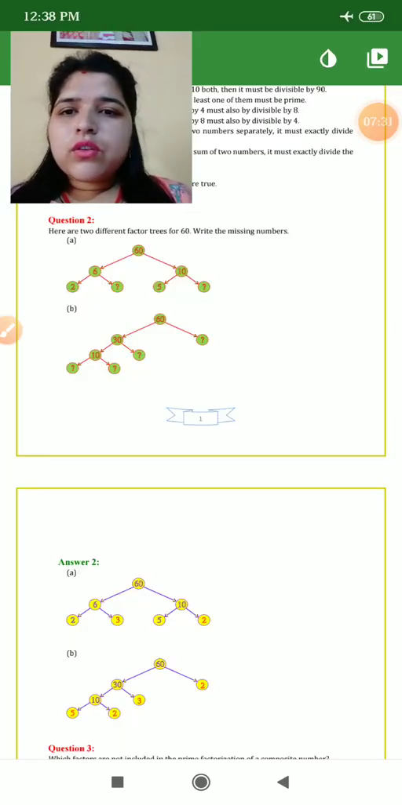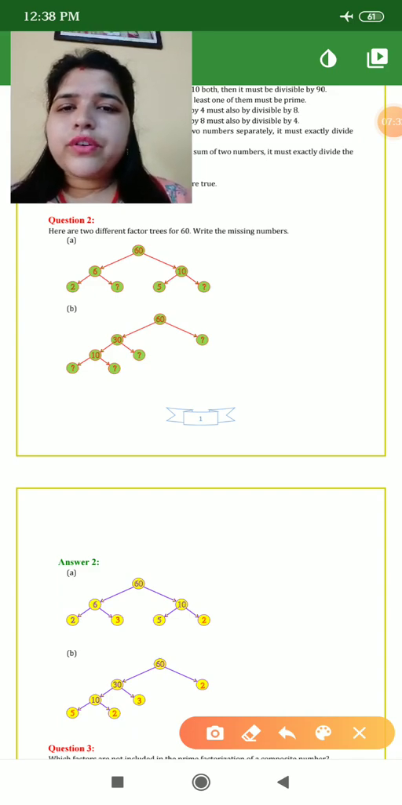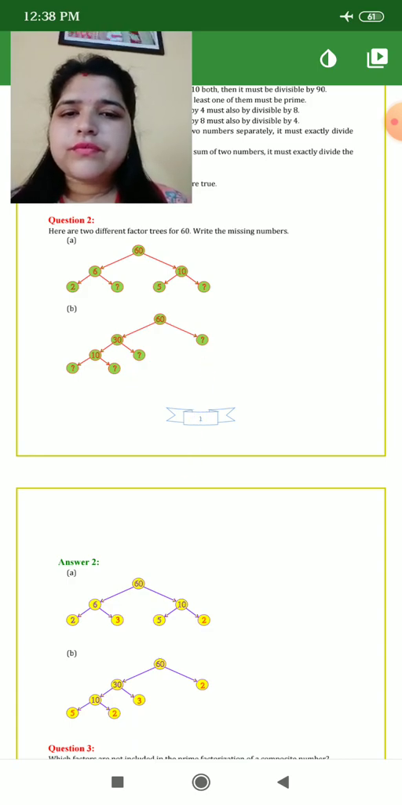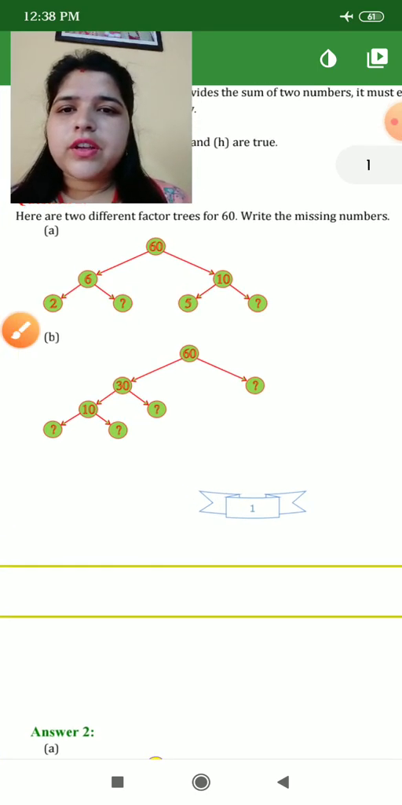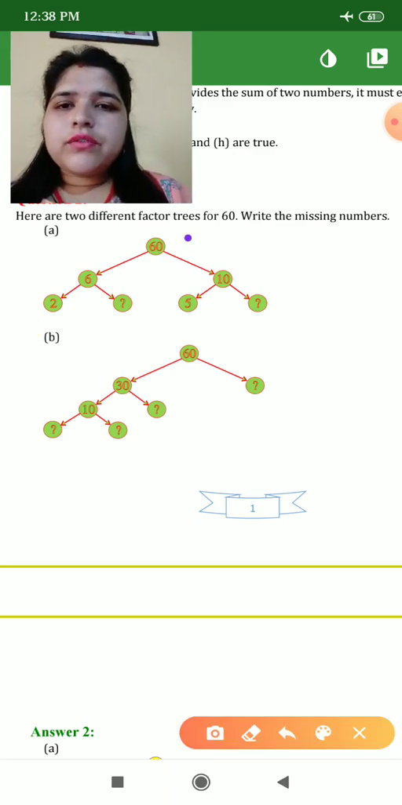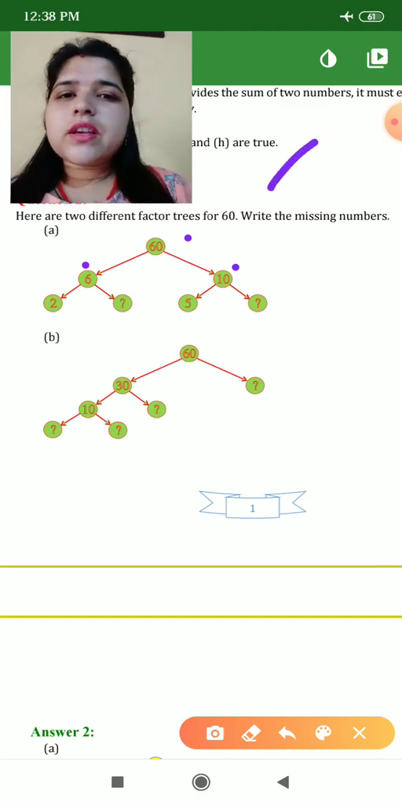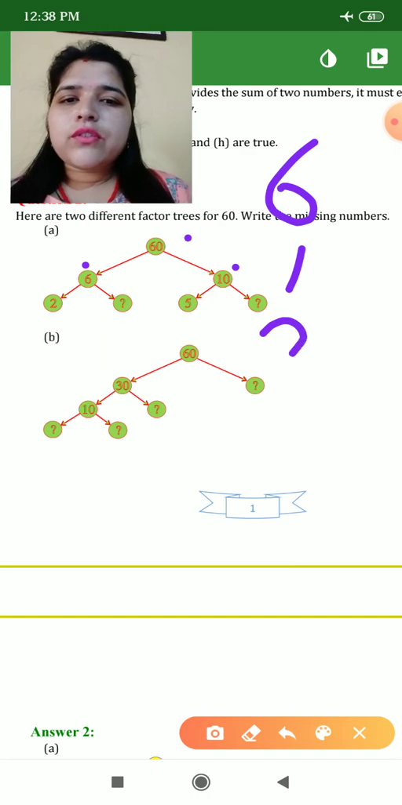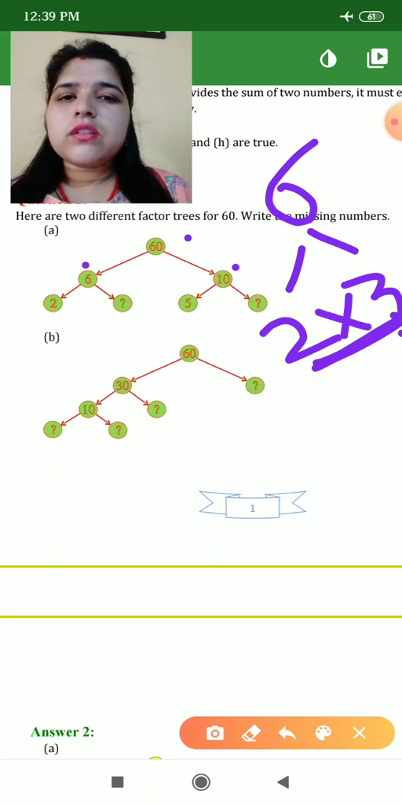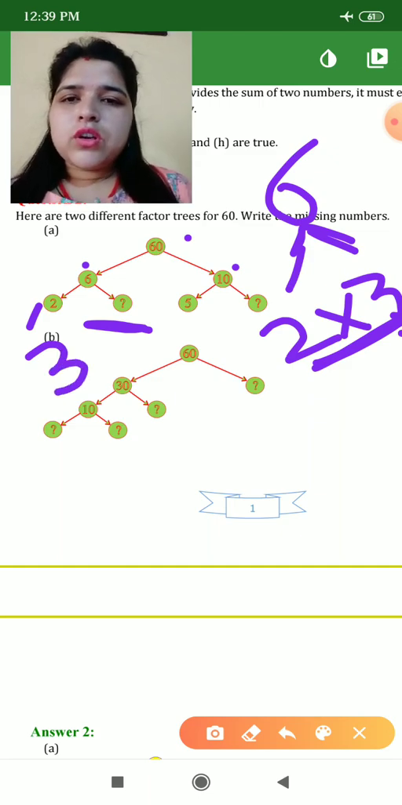See, look here. Question number 2 is, here are two different factor trees for 60. Write the missing numbers. It is given here. This is 60 and 60 comes in the table of 2. 30 2 ja 60 or 10 6 ja 60. They have written 6 10 ja is 60. Okay, good. Now how will you break 6? 6 comes in the table of 2 into 3. So 2 into what will come here? Here will come 3. 2 3 ja 6.